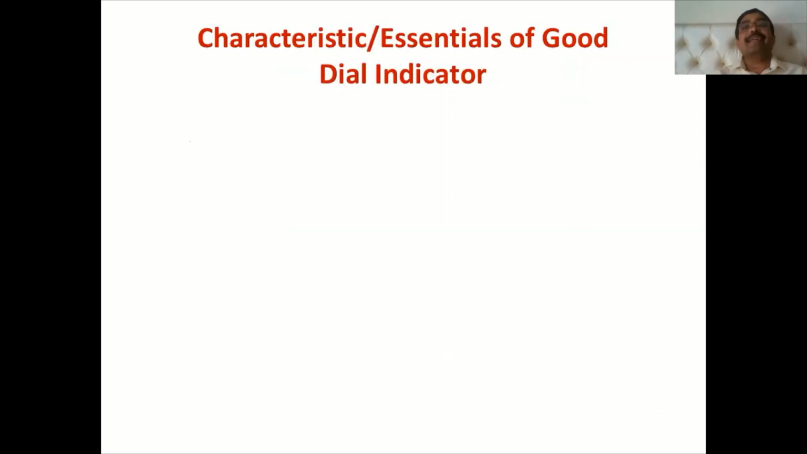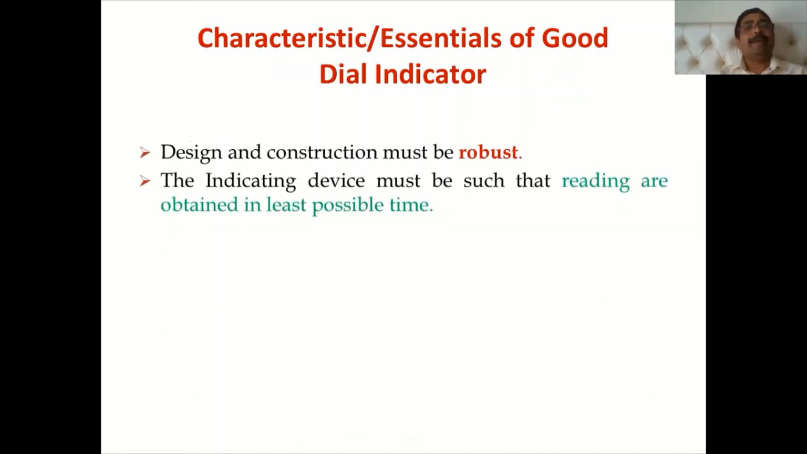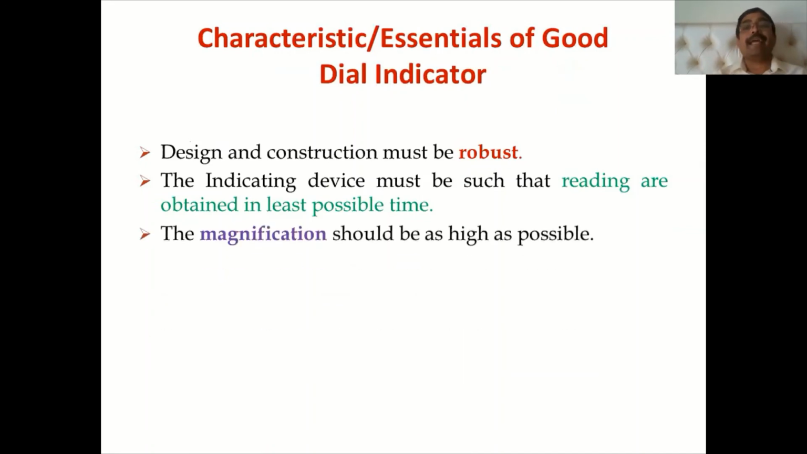Then the characteristics of a good dial gauge. Again, it's very easy here. Design and construction should be robust. Then the indicating device must be such that the readings are obtained in the least possible time. What does least possible time mean? Whenever the pointer moves or shows the deflection, it should show it as quickly as possible; it should reflect very fast. That is the meaning of that. Then the magnification should be as high as possible. We discussed this earlier also. The higher the magnification, the smaller the variation of any component we can detect.